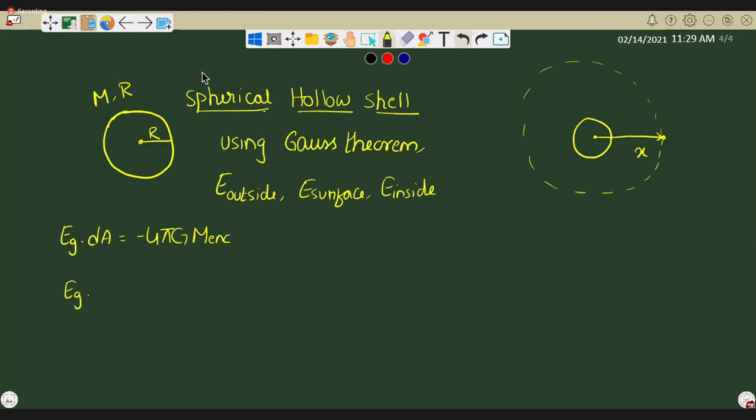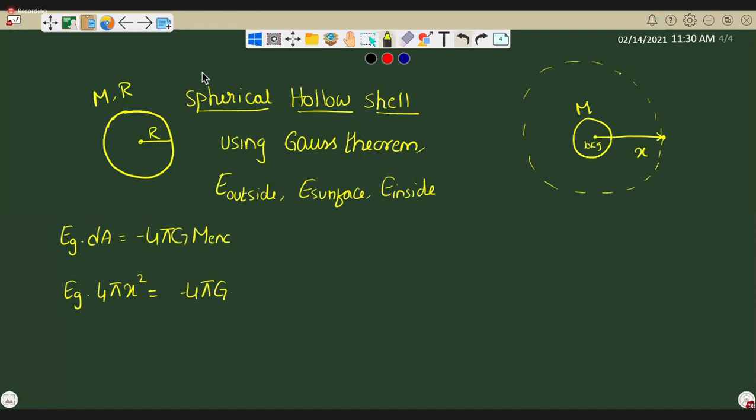Eg into, a spherical hollow shell means it's a 3-dimensional body, so it will be 4 pi x square is equal to minus 4 pi G into the mass enclosed by this Gaussian surface. That is the total mass M only. Understood? See, what I'm basically asking is, this is 10 kg. Now I'm going to take a space around this. What is the mass enclosed in this space? 10 kg only, no? Then what's so confusing in that?